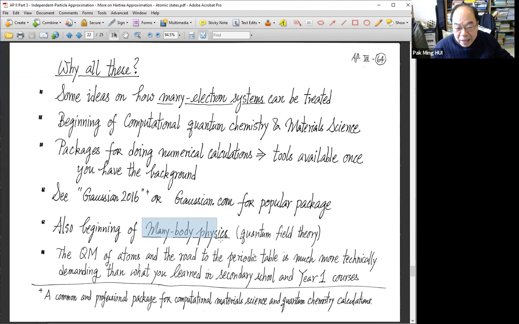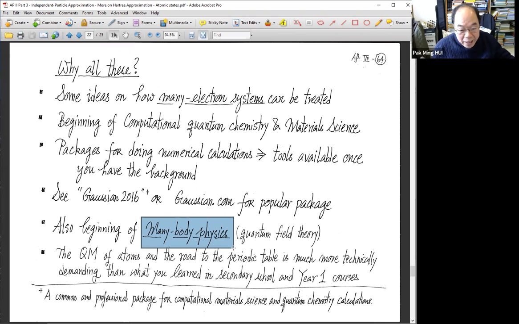And it is the beginning of many-body physics. In many-body physics, what we did about Hartree is one Feynman diagram. What we talk about the exchange energy, the Hartree-Fock, is another Feynman diagram. But if it is a strongly correlated system, don't stop there. You do more Feynman diagram calculations. So that is the beginning of many-body physics.